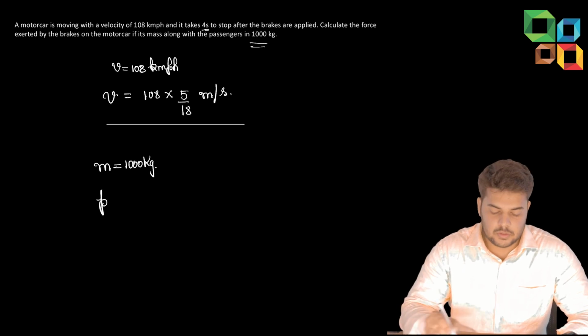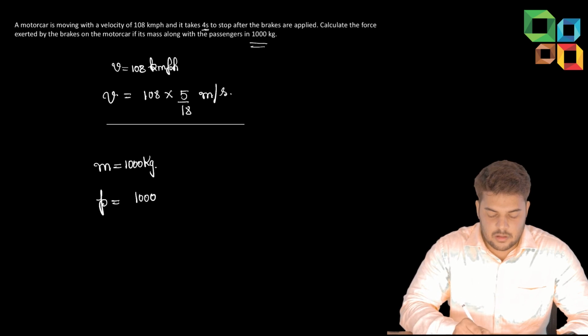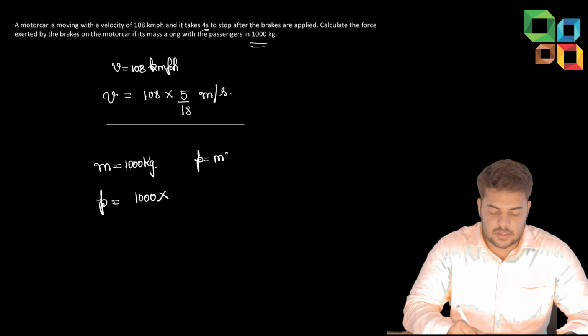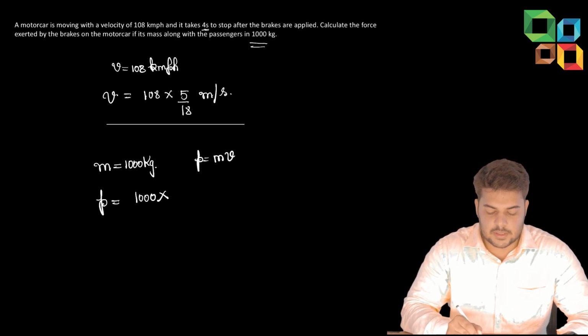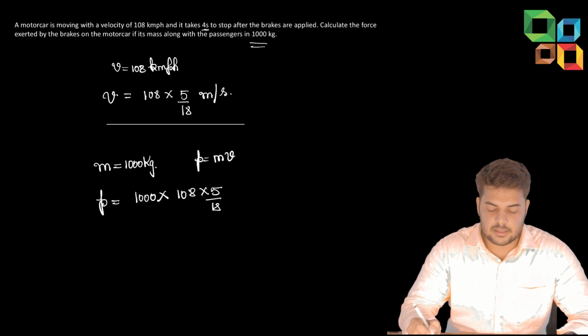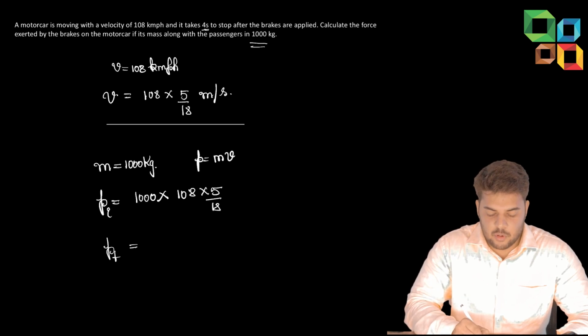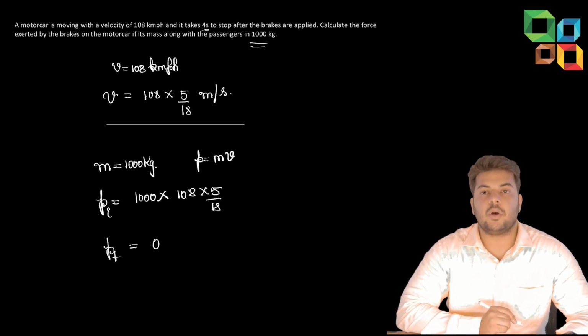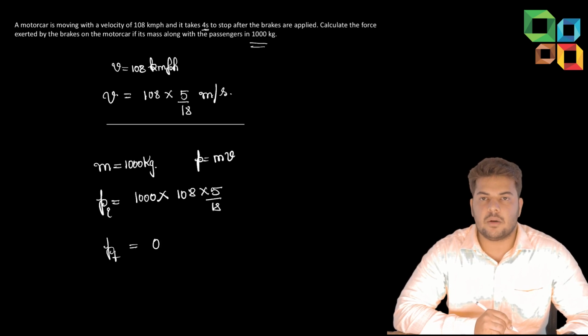So the momentum of the car before the brakes are applied happens to be 1000 into the velocity. Momentum is mass into velocity. So mass, which is 1000, into the velocity, which is 108 into 5 divided by 18. That's the momentum of the car initially, right? Final momentum would be 0 because the car is brought to rest. Mass is still 1000 kgs, but the velocity is 0. So final momentum is 0.